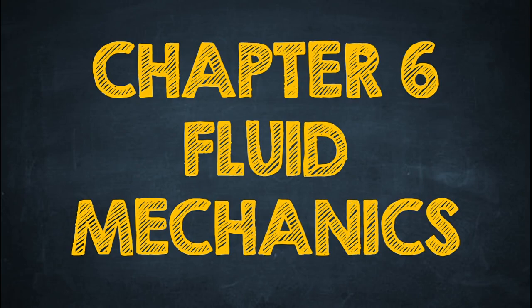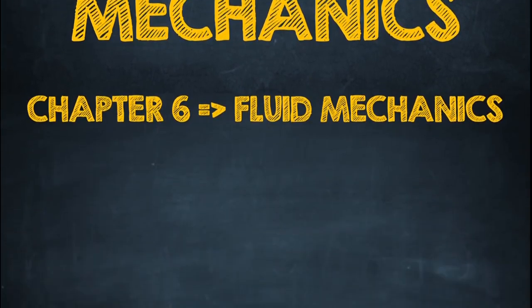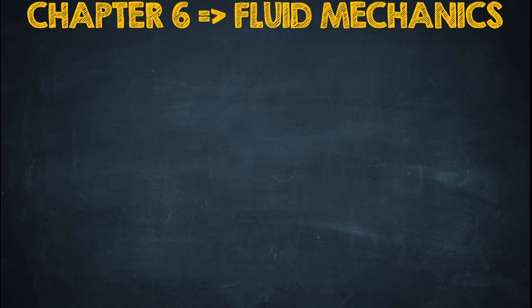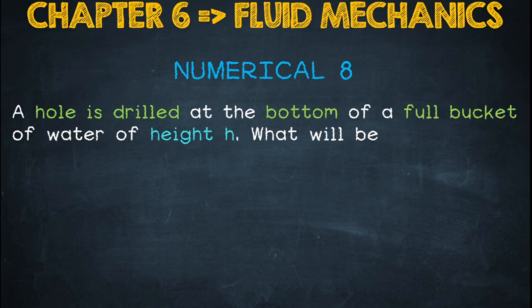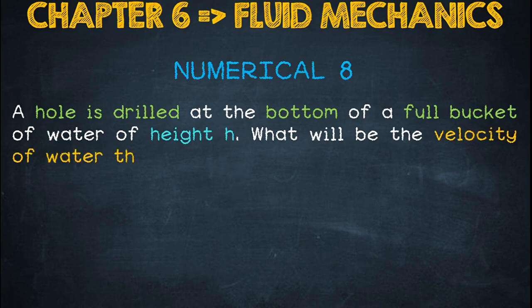Bismillahirrahmanirrahim. Chapter number 6, Fluid Mechanics. Today we are going to do numerical number 8. The statement of numerical number 8 is: a hole is drilled at the bottom of a full bucket of water of height h. What will be the velocity of water that exits from the hole?